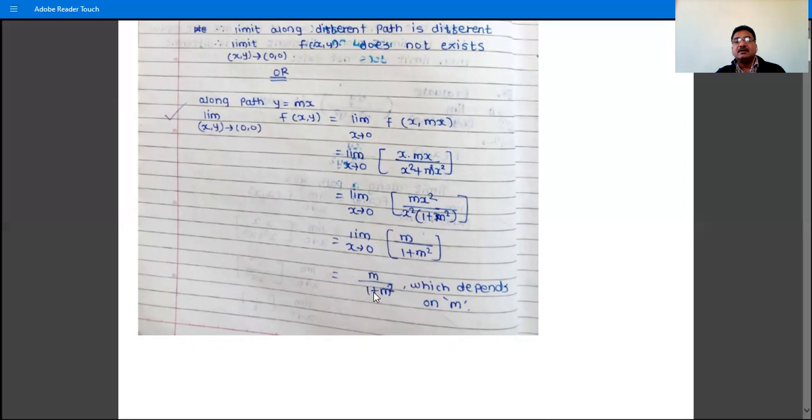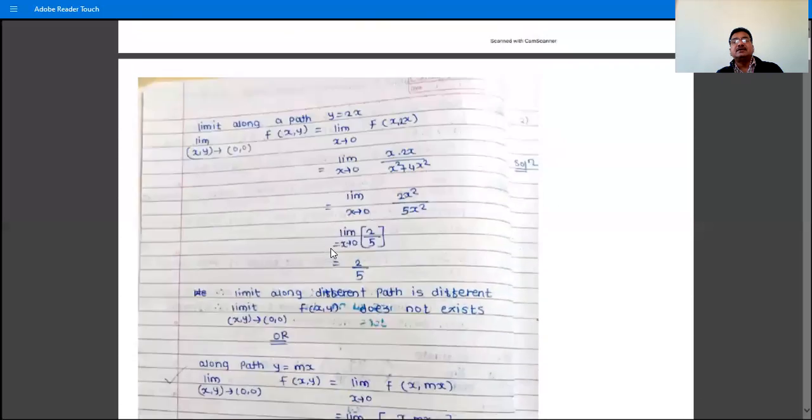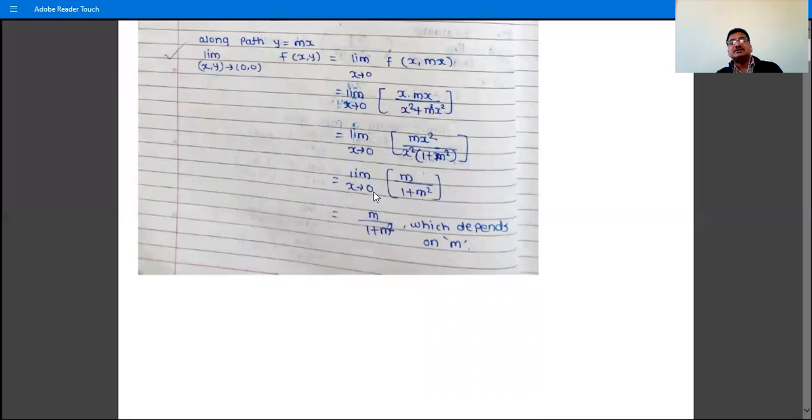If this answer does not depend on m, then what happens? Then if we change m, the answers remain the same. That is, the first method is to find separately two paths such that the limits along those two paths are different. The second method is what? Take a path that includes m, and find the limit along that path such that the limit depends on m. If this limit does not depend on m, then this method fails.